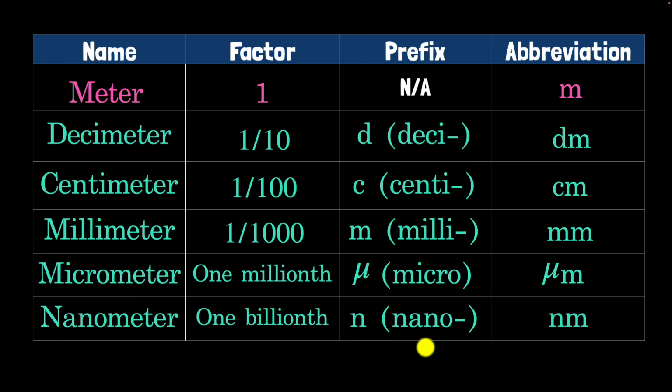In fact, we can build even smaller units if you want. For example, a micrometer is 1/1,000,000th of a meter. This squiggly looking line over here is the Greek letter for M. So we use that for micro. A nanometer, for example, is 1/1,000,000,000th of a meter. And we use small n to represent nanometer, and so on and so forth.